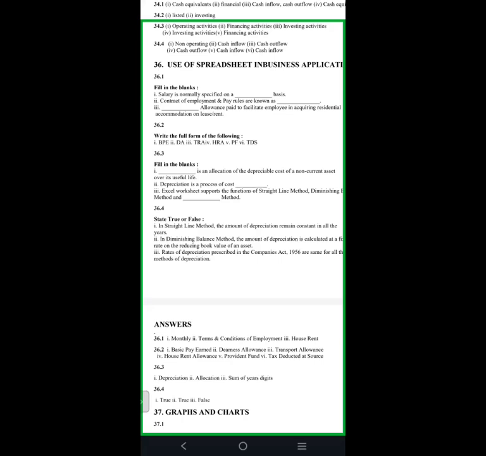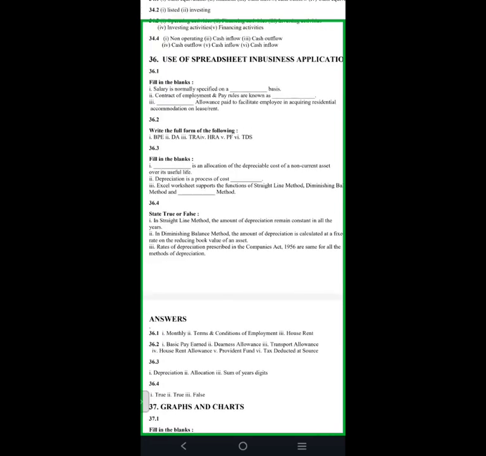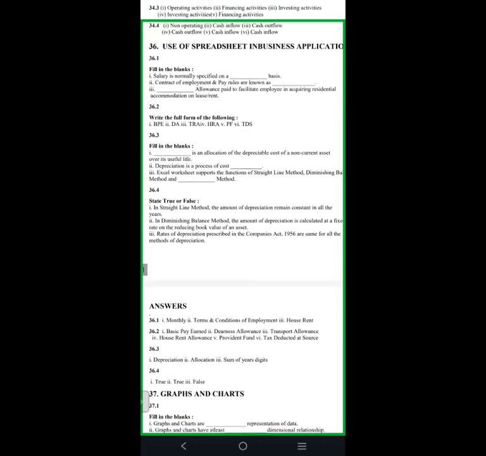True or false? In straight line method, the amount of depreciation remains constant in all the years. True ആണ്. In diminishing balance method, the amount of depreciation is calculated at a fixed rate on the reducing book value of an asset. അതും correct ആണ്. Rates of depreciation prescribed in the Companies Act 1956 are the same for all the methods of depreciation. False ആണ്.